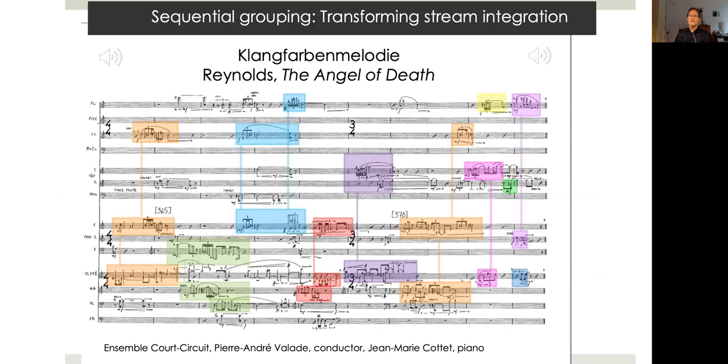One thing of interest in contemporary music since the second Viennese school is the integration of successive sounds from different instruments into a stream called Klangfarbenmelodie. Here's one of the most beautiful Webernian Klangfarben moments in Roger Reynolds' piece The Angel of Death. Note that each group is dynamically changing as doubling instruments enter and leave the blended sonority.